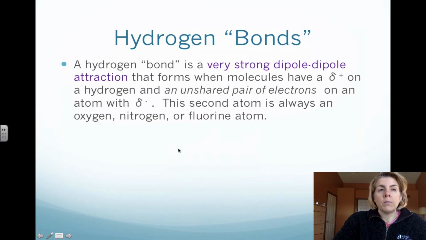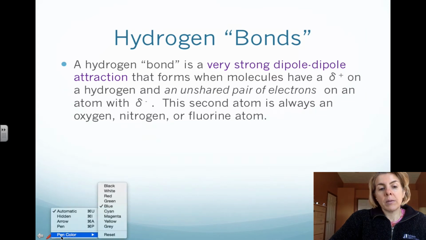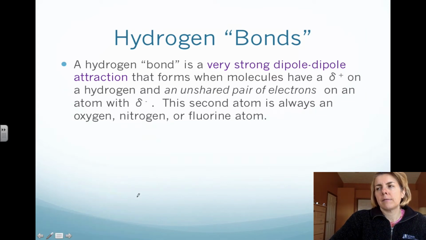Now, we actually give this type of interaction a name, and you have to live with the misnomer. It could have been labeled better, but because people started using it in their explanation of intermolecular forces, you're kind of stuck with it. It is not an actual chemical bond. This is just a very strong dipole-dipole attraction. So be very careful when you're talking about a hydrogen bond. You're not talking about a chemical bond. You're just talking about an attraction.